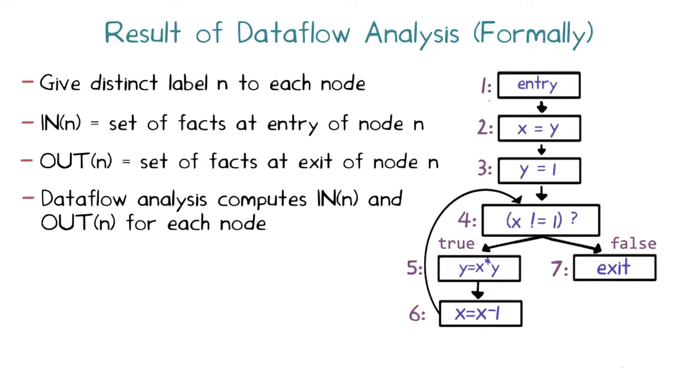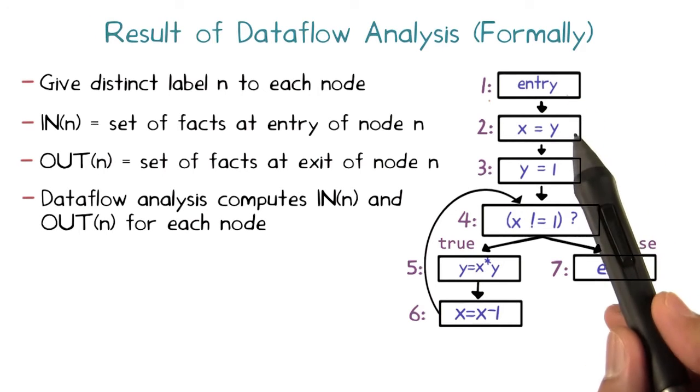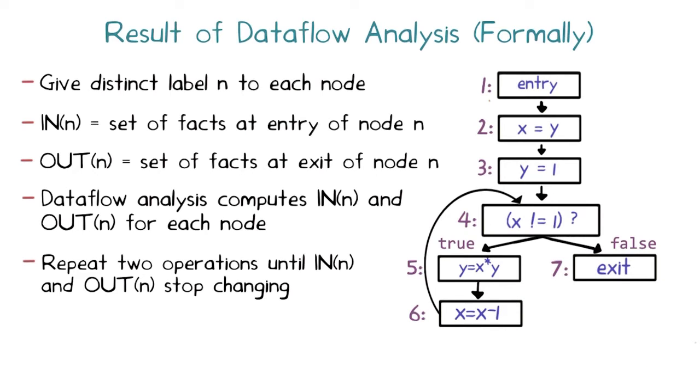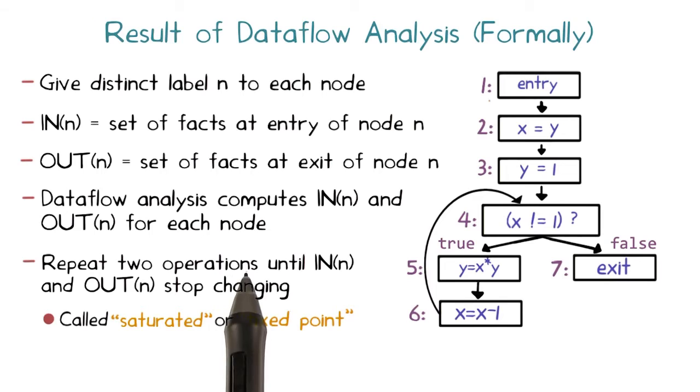A data flow analysis computes the in and out sets of facts for each node in the control flow graph. It does so by repeatedly applying two operations until the sets of in and out facts for each node in the graph stop changing. At that point, we say that the result of the data flow analysis is saturated, or that it has reached a fixed point. We will next introduce these two operations for reaching definitions analysis. Subsequently, we will see slight variations of these operations for the other three data flow analyses.